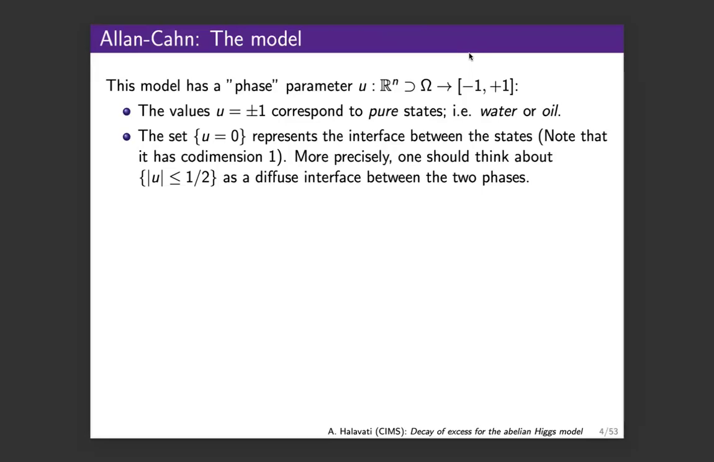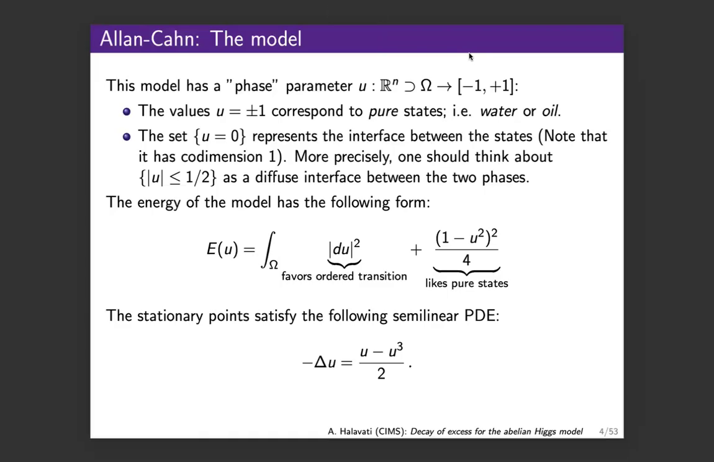The energy takes the following form. There is the Dirichlet energy, our favorite energy, and there's a potential. The Dirichlet energy is the one that favors the ordered transition, and this potential favors being a pure state. You can see that if u is ±1, this potential is exactly 0. And with a very simple computation, you can see that the stationary points satisfy the following semilinear PDE, called the Allen-Cahn equation.